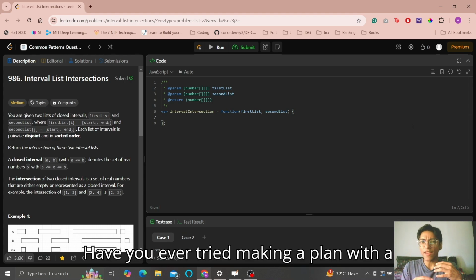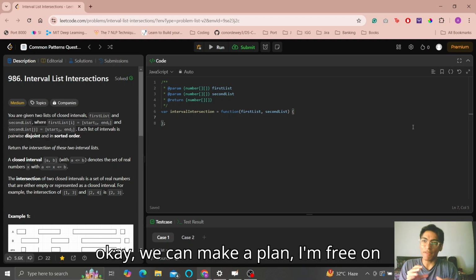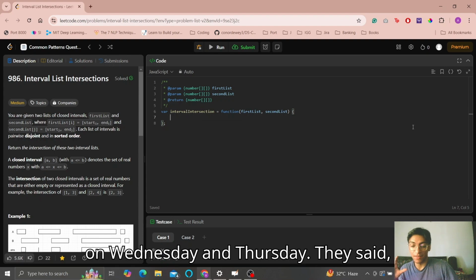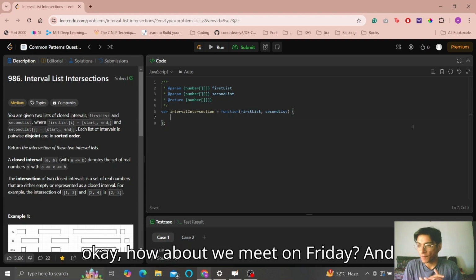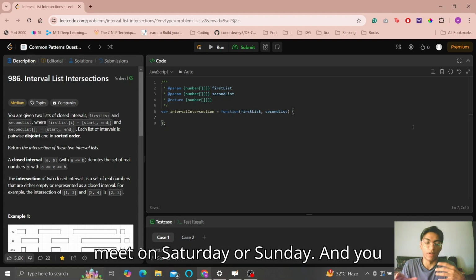Have you ever tried making a plan with a friend of yours and they say, okay, we can make a plan. I'm free on Monday and Tuesday. You say that I'm free on Wednesday and Thursday. They said, okay, how about we meet on Friday? And you say, okay, Friday is no good. We can meet on Saturday or Sunday.